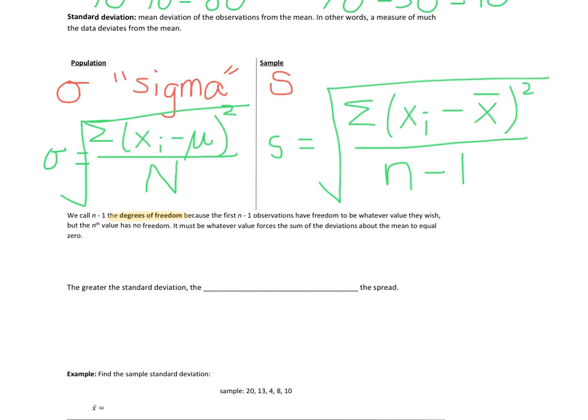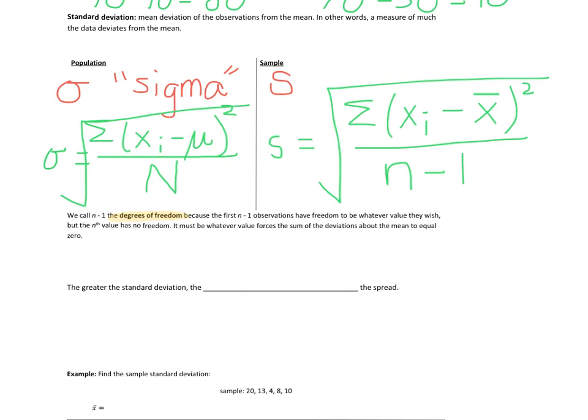The third person comes in, how many donuts are left? 10. All right, et cetera, et cetera. The 10th person comes in, how many donuts are left? 2. They can still choose. Oh, excuse me, that's the 11th person. The 11th person has 2 donuts to choose from. But then what about the 12th person? No freedom. They're forced with the last donut.